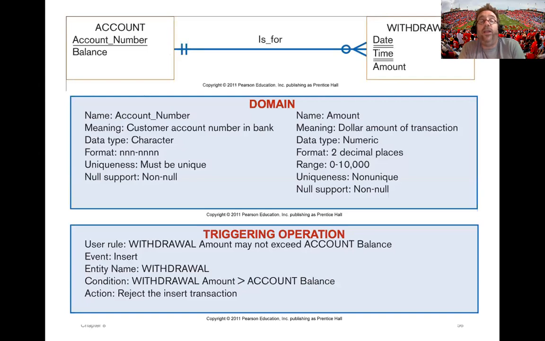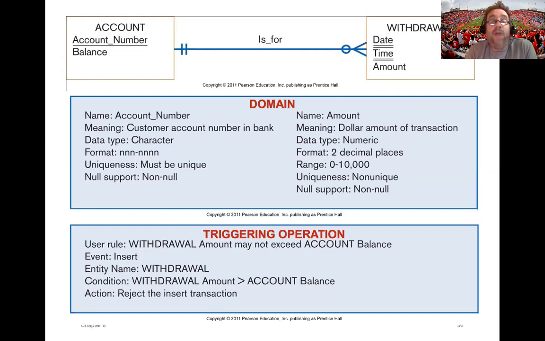So we have 2 entity types, account and withdrawal. We have account with attributes account number and balance, and we have withdrawal with our attributes of date and time and amount. Okay, so an account is for a minimum of 0 and a maximum of many withdrawals. A withdrawal is for a minimum of 1 account or maximum 1 account, so for 1 account.